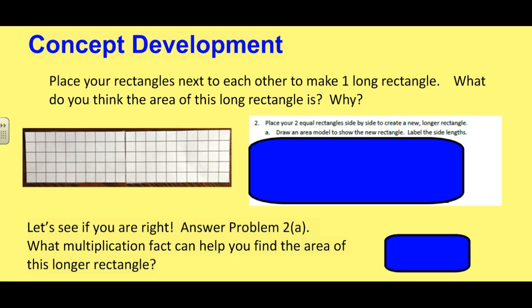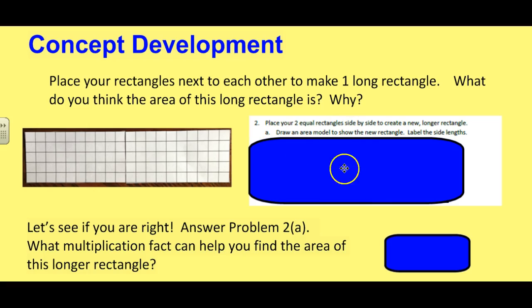Okay, so now you're going to take those rectangles and you're going to place them next to each other to make one long rectangle just like you see right here. Okay, so what do you think the area of this long rectangle is, and why do you think that? Okay, well, we just figured out the area of both of the rectangles, so just because we moved them together doesn't change that. So we're going to say that the area of this whole rectangle now is going to be 100 square centimeters, just like it was when we added both of them together.